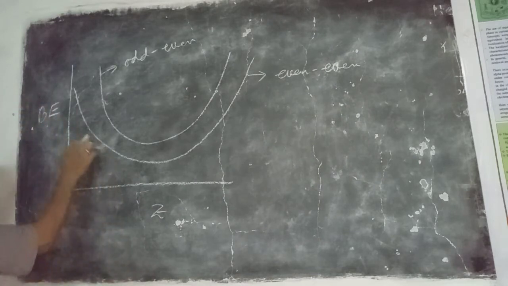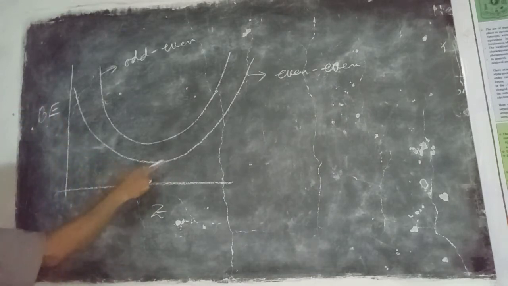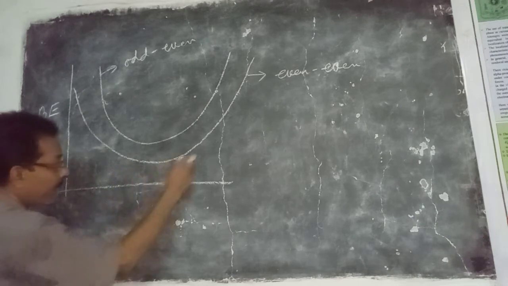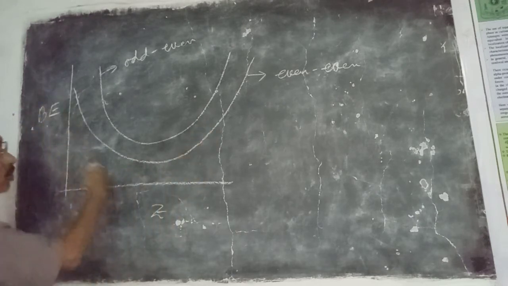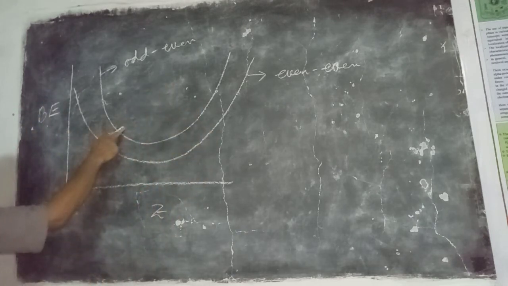Because the even nuclei, you see, they will be more stable. That's why their binding energy is much larger. They go lower than this one.